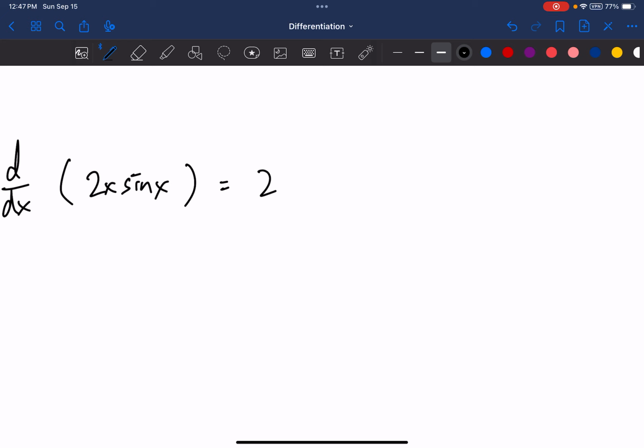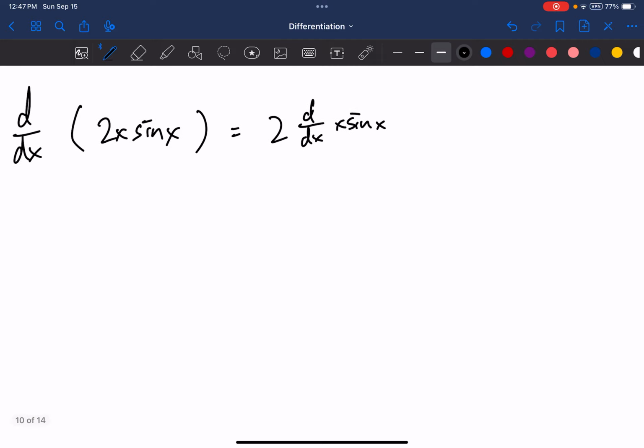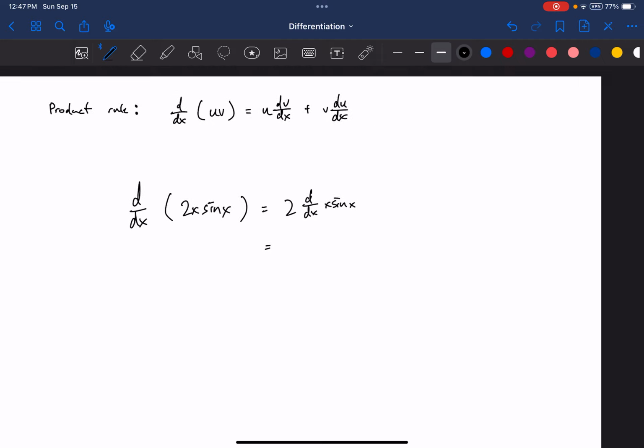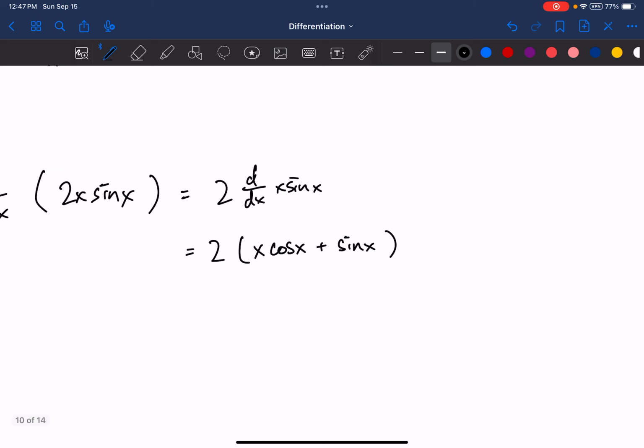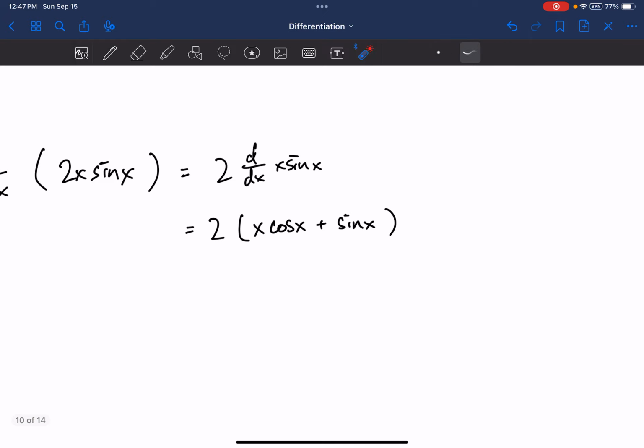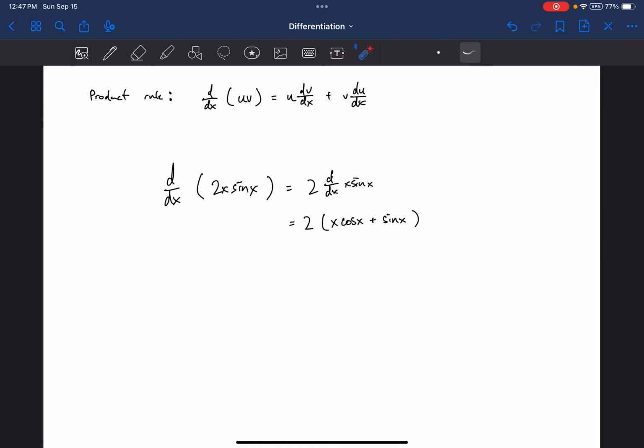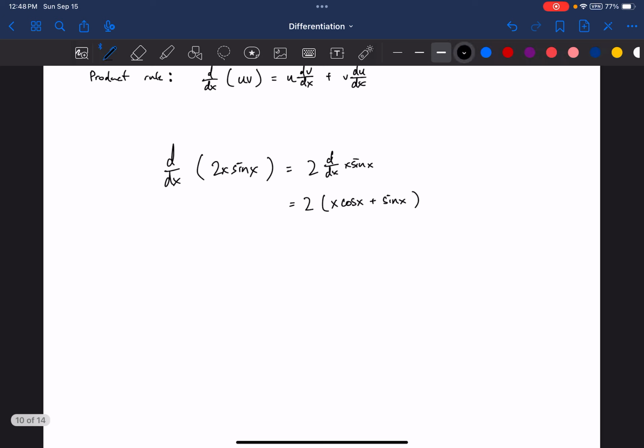The first step, we take this out. d/dx x sine x. This is the first step. And now using the product rule on top, this will be 2. Okay, we take x and then we differentiate sine x, which is cosine x. This plus you take sine x out and then differentiate x, which is 1, and then you don't have to write that. And this is your answer. And that is how you use product rule, right? Maybe I'll do one more.